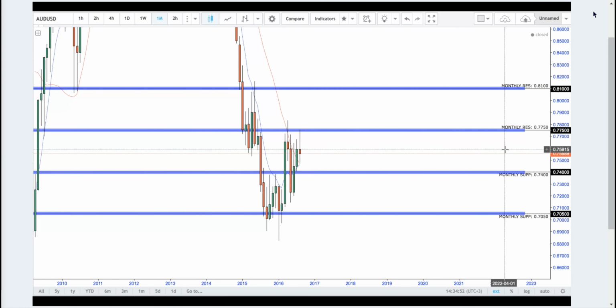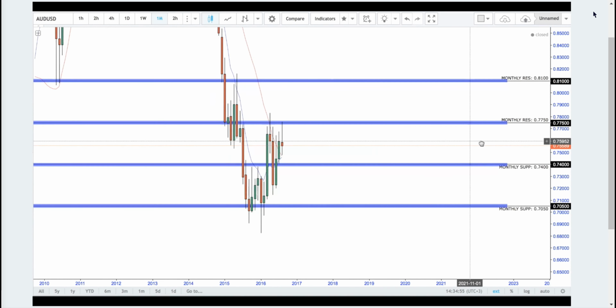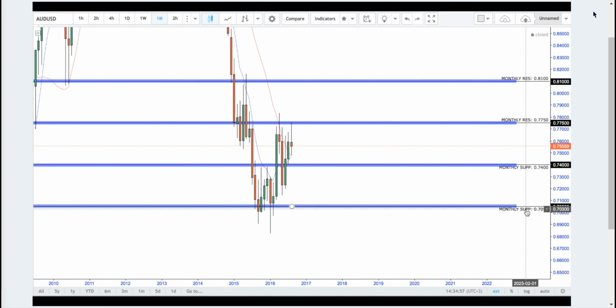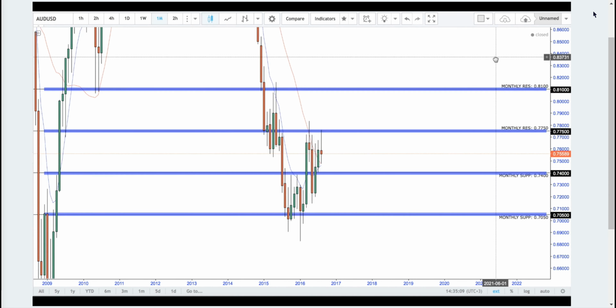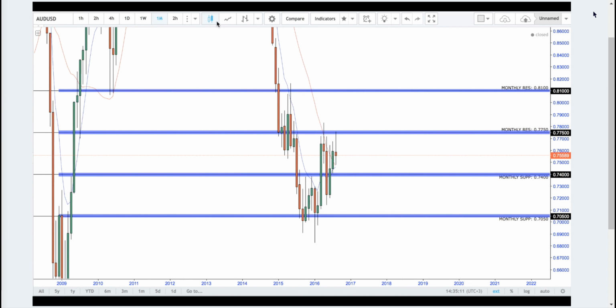So this is Aussie, 7400, 7050, support, underneath the lines, resistance above. Obviously the price is here right now, 7558, so anything above the price is resistance, anything below the price is support. That's more or less that for the monthly time frame.